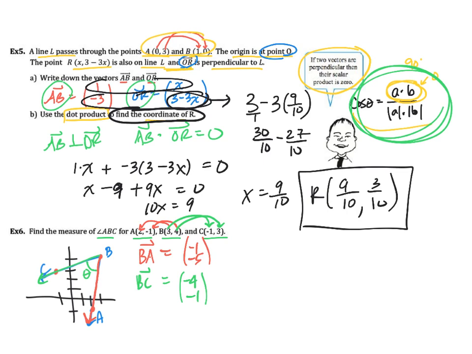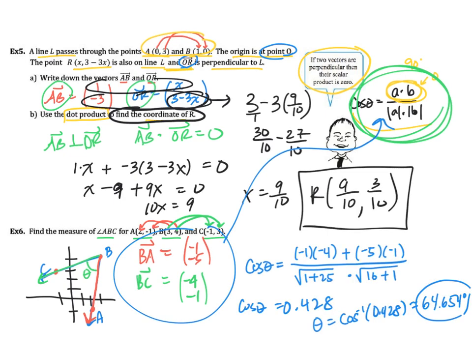Now I have to use these two vectors, plug them into this formula. So go ahead and pause and try it on your own. So did you get 64.654 degrees? If so, then you did it correctly. If not, then I would pause again, kind of look at this work right here, right? I just took the dot product, multiplying the x's and y's together, took the magnitudes, plugged into my calculator. That's what you should have gotten.